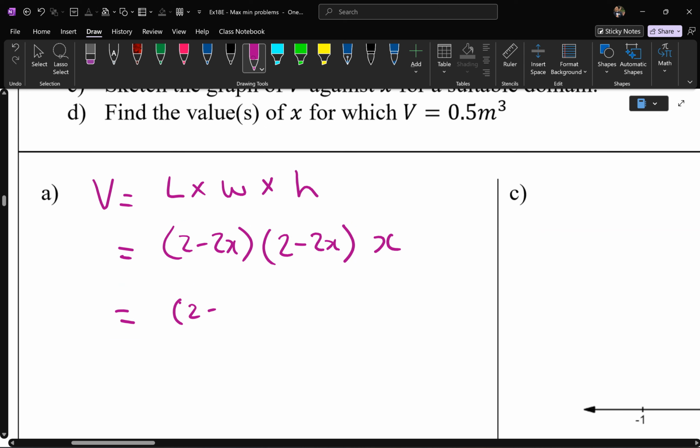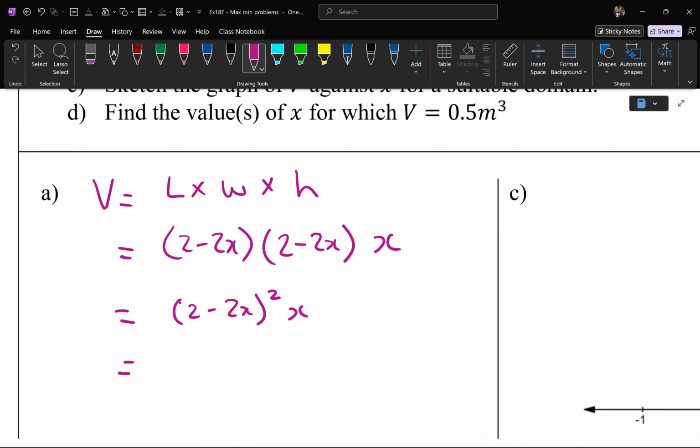This becomes (2 minus 2x) squared times x. Using your expansion formula from quadratics back in term 1, what's the expansion of (2 minus 2x) all squared? Can I please have, let's go with Christina. What is (2 minus 2x) all squared again?